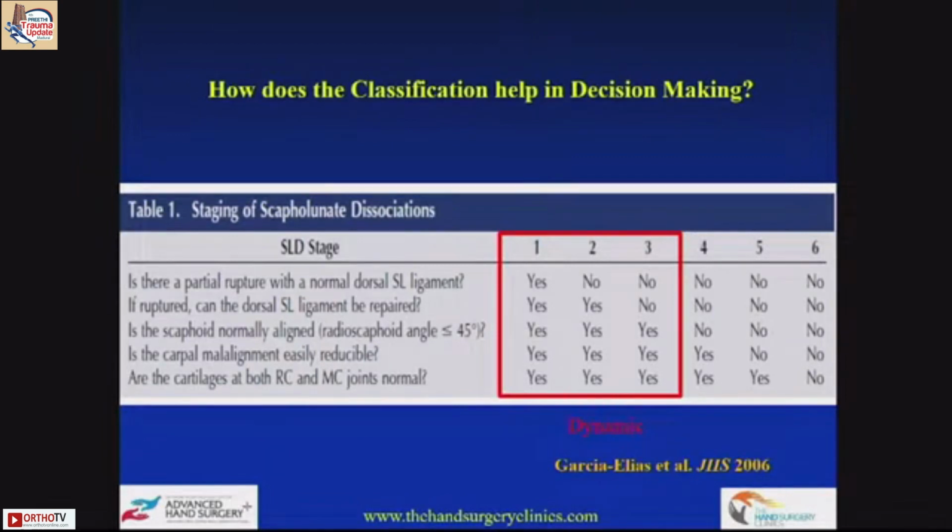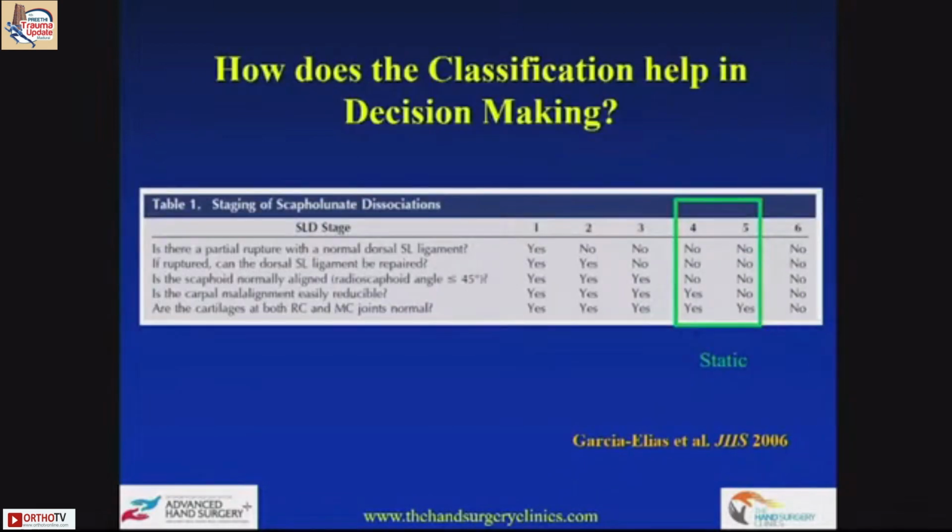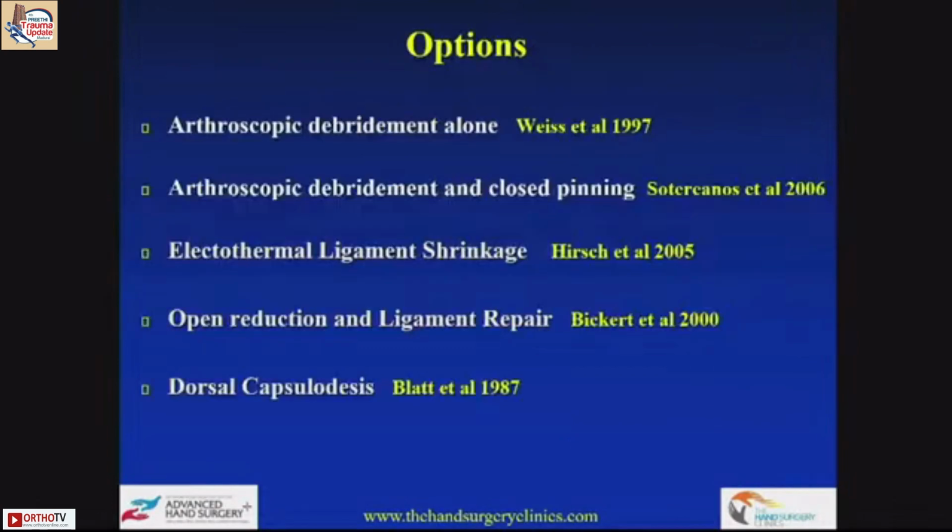Stages 1 to 3 are dynamic. What it means is that the scaphoid is still reducible, and therefore there is a potential for a reparative procedure. Whether you do it as an open or an arthroscopic procedure is immaterial. Whereas stages 4 and 5 are the static deformity, wherein more often than not you would be required to do a reconstructive procedure such as a ligament reconstruction using a tendon graft, whereas stage 6 is where you will be required to do a salvage procedure because arthritic changes have already set in.